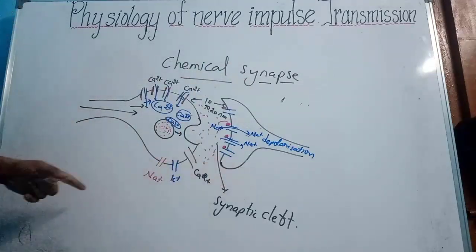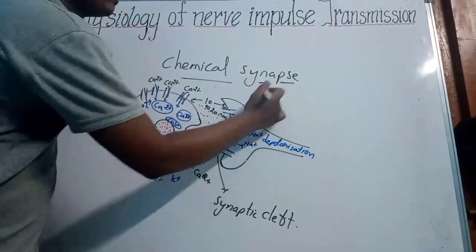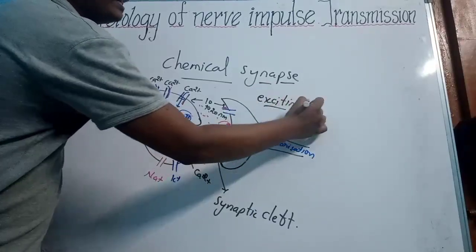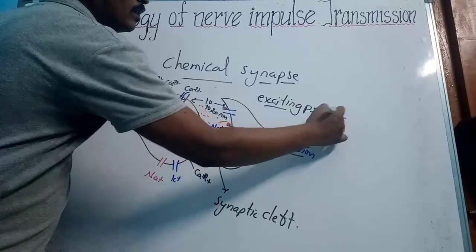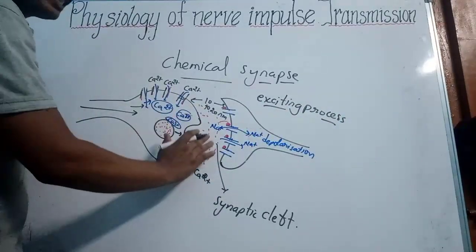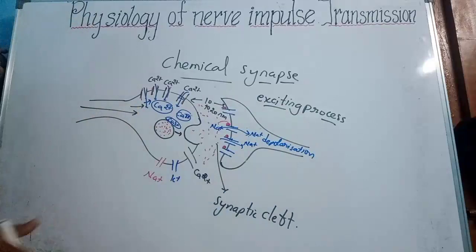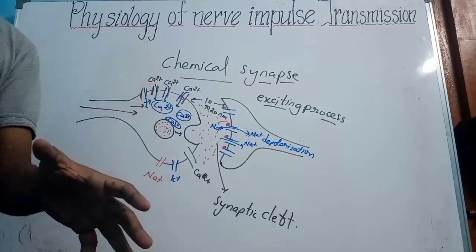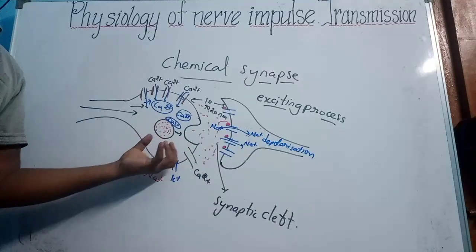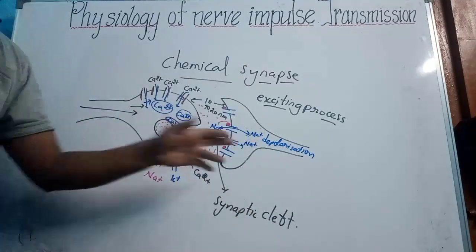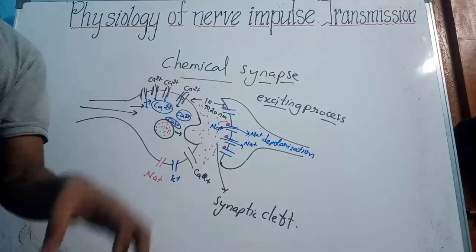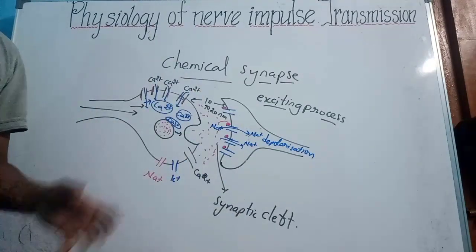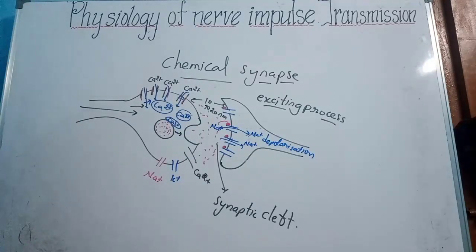So what we have discussed here is the exciting process. So this neuron is exciting another neuron. The excitation process is shown here. But there is a chance that there are some neurotransmitters which can even suppress the next impulse, which can reduce the next impulse. Okay, that is the inhibition process. Now how the inhibition happens, I'll tell you.